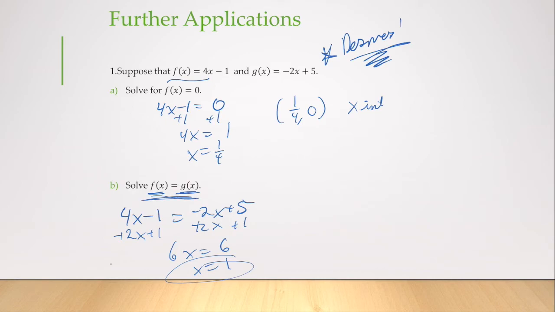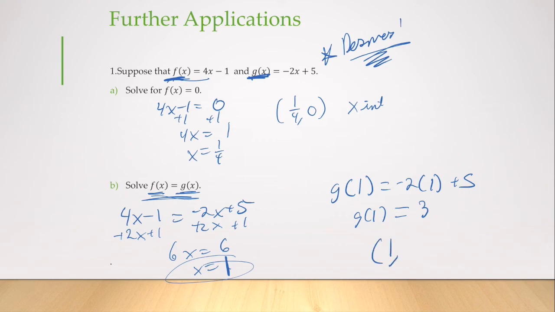But what if I wanted to figure out that exact point where those two lines intersect? I could substitute in x equals 1, and I could substitute it into either of my functions f of x or g of x, and I get the same answer. So let's look at g of 1 equals negative 2 times 1 plus 5. So g of 1 equals 3. Okay, that means my two lines are going to intersect when x equals 1 and y is 3. This is our point of intersection.